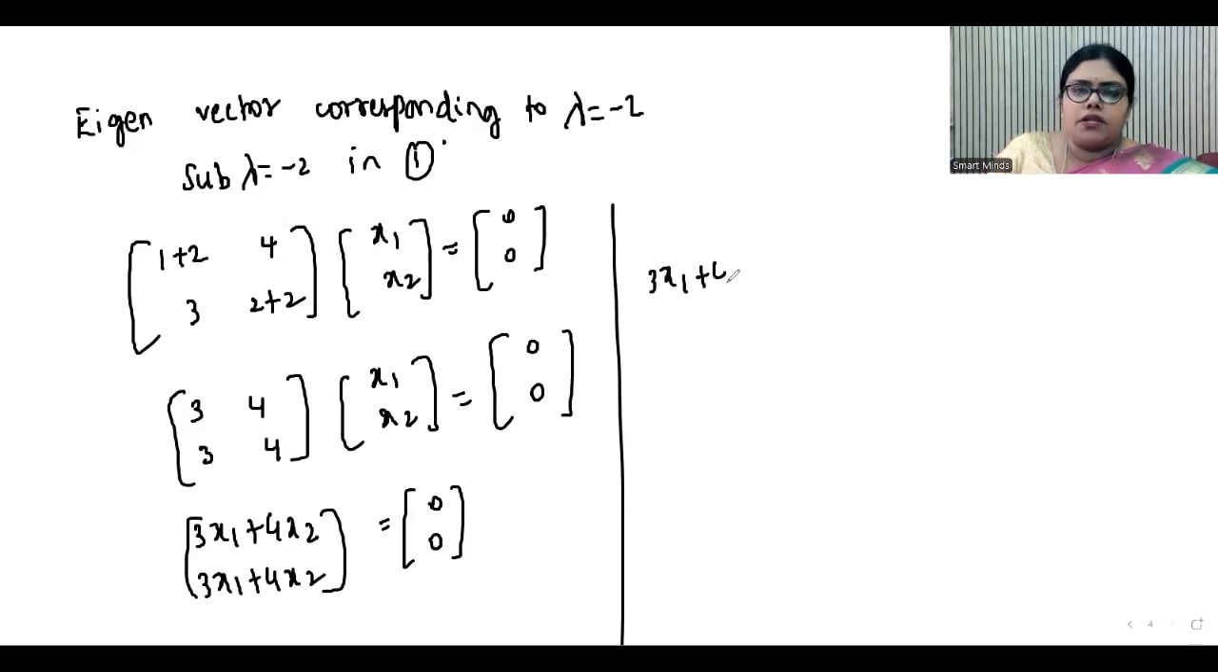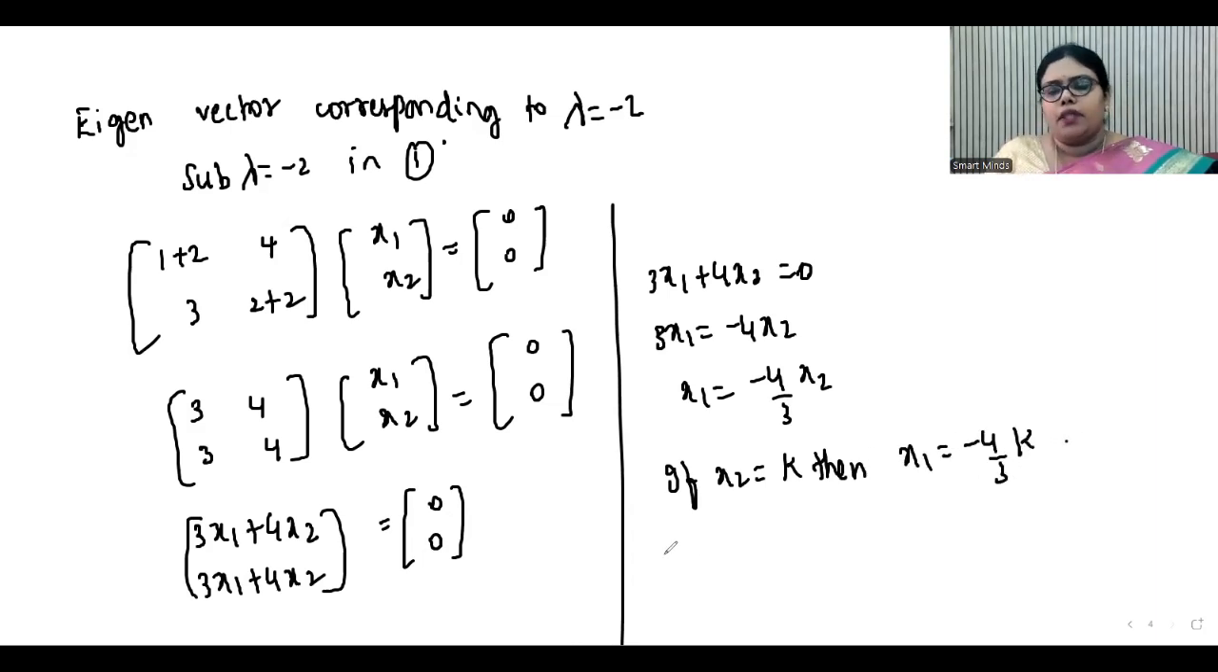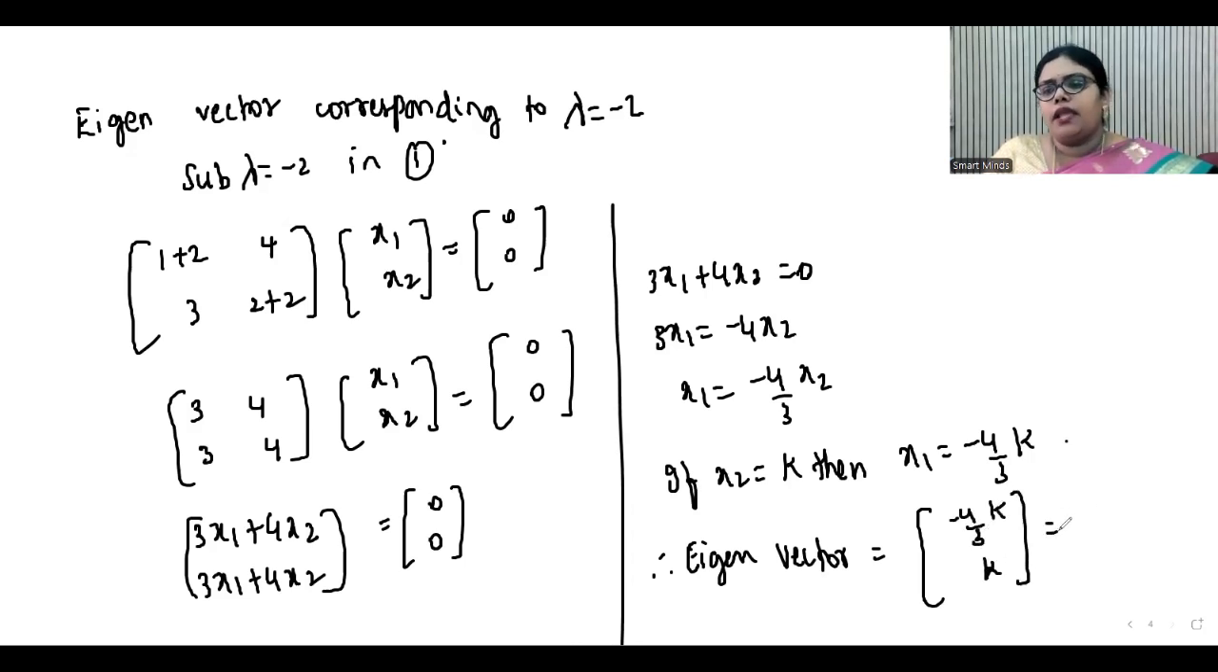So 3x1 plus 4x2 is equal to 0. So 3x1 is equal to minus 4x2, or x1 is equal to minus 4 by 3 x2. So if you take x2 as k, then x1 is minus 4 by 3 k. Therefore, what is the eigenvector? Eigenvector is [minus 4 by 3 k, k]. You can take k common. So you will get [minus 4 by 3, 1]. This is the eigenvector.